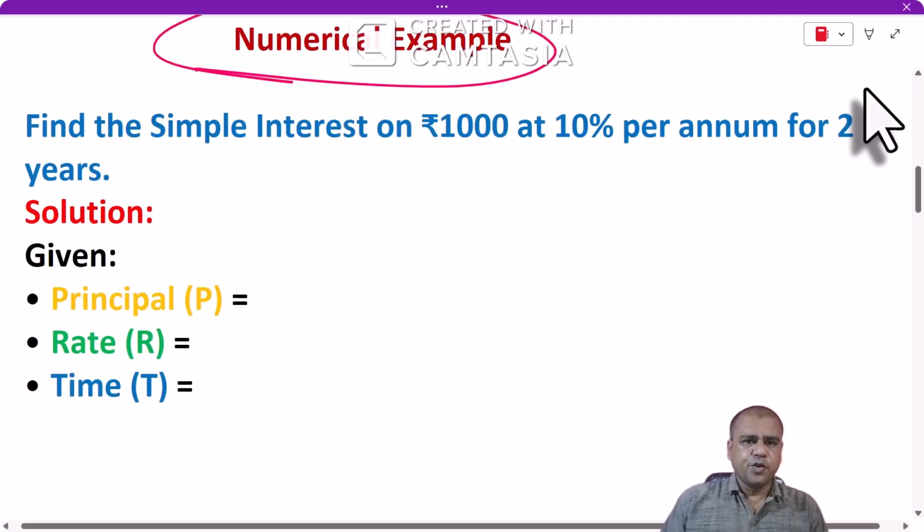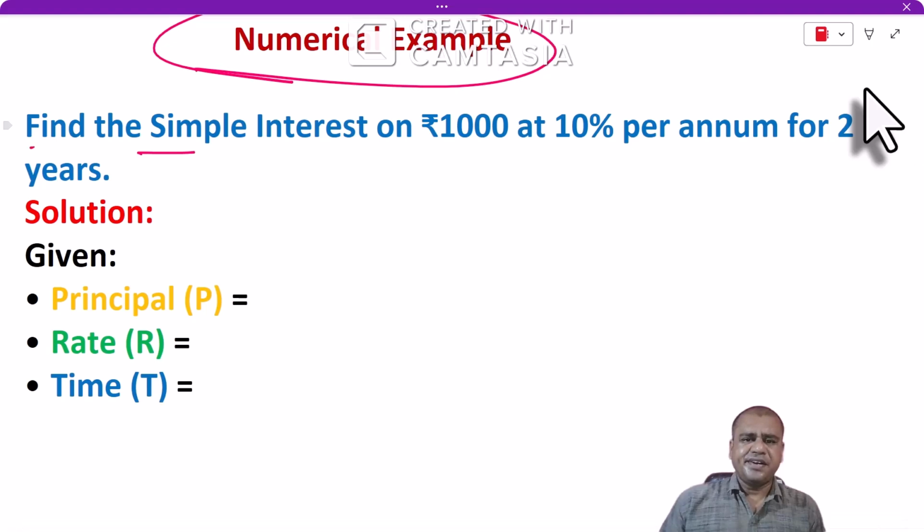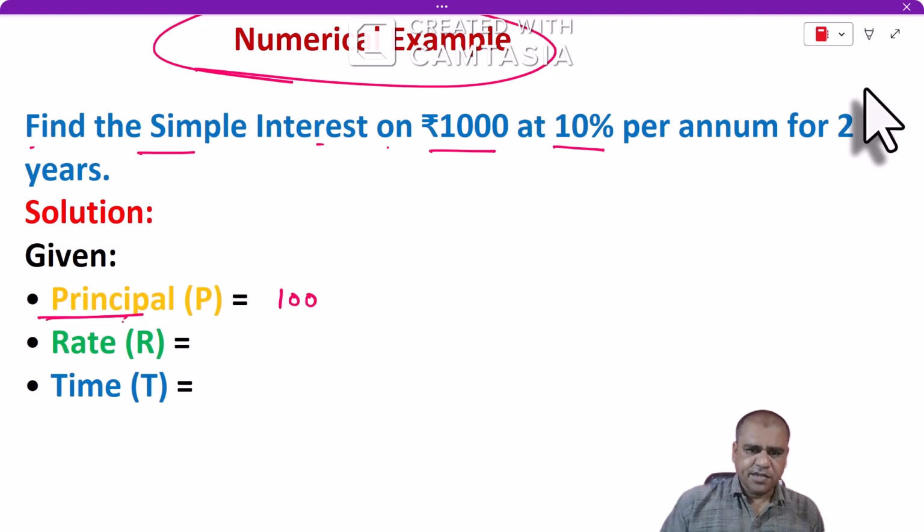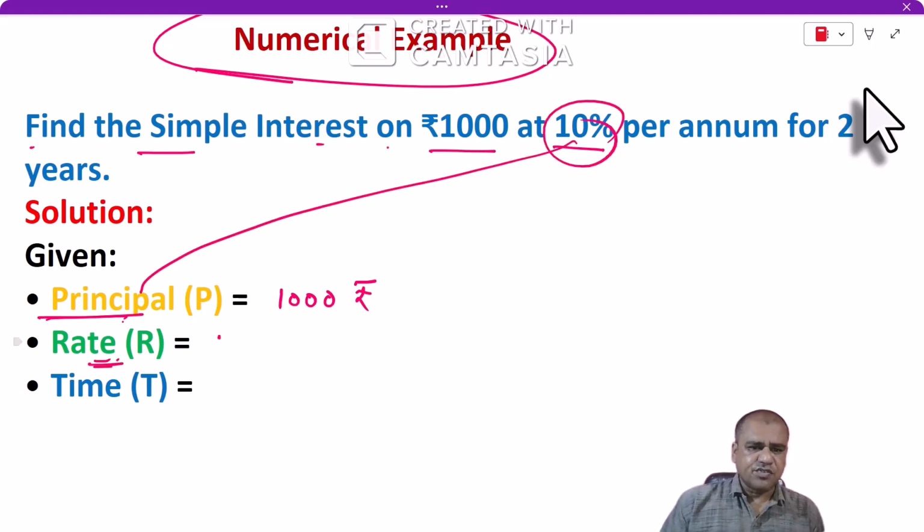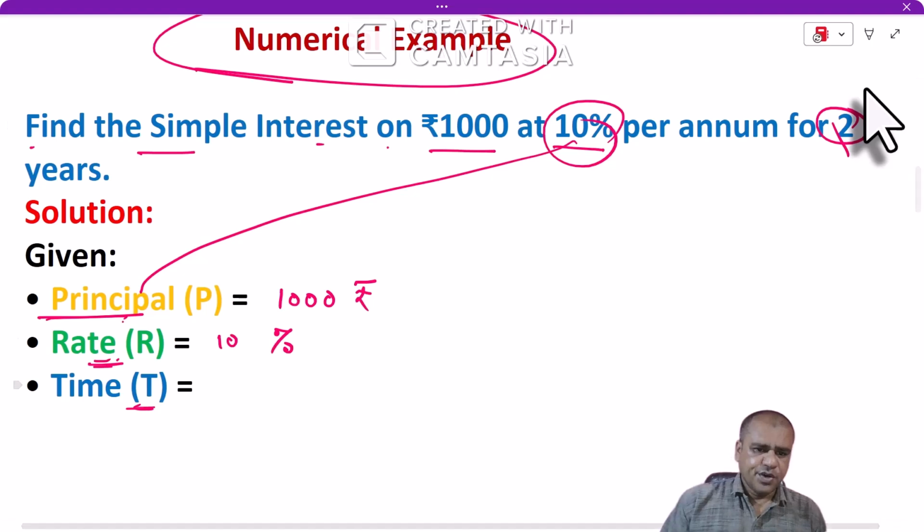Now coming to the numerical problem based on simple interest. The question is: find the simple interest on 1000 rupees at 10% per annum for 2 years. We can easily find it by using the formula. The principal amount P is 1000 rupees, the rate R is 10%, and the time T is 2 years.